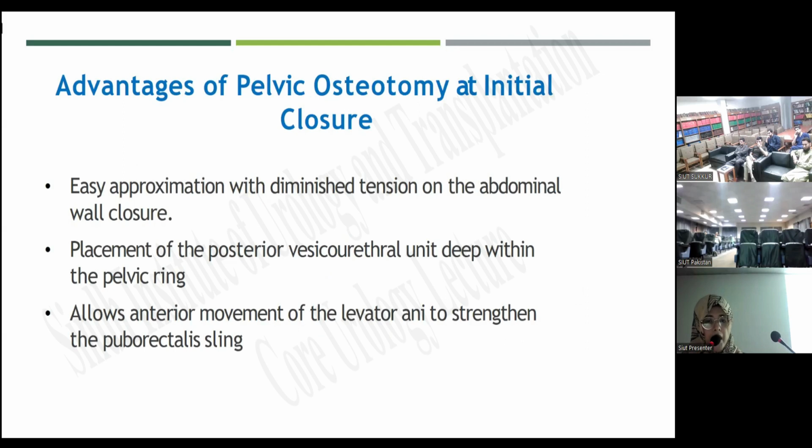Advantages of pelvic osteotomy at the initial closure include easy approximation with diminished tension on the abdominal wall closure, placement of the posterior vesical urethral unit deep within the pelvic ring, and it allows the anterior movement of the levator ani to strengthen the puborectalis muscle.